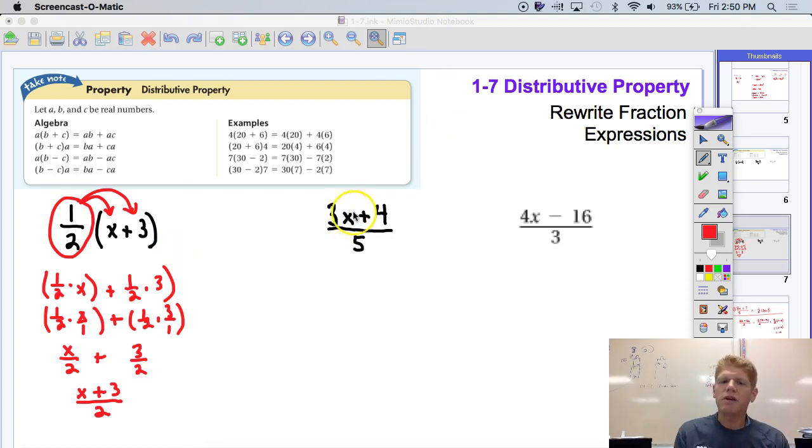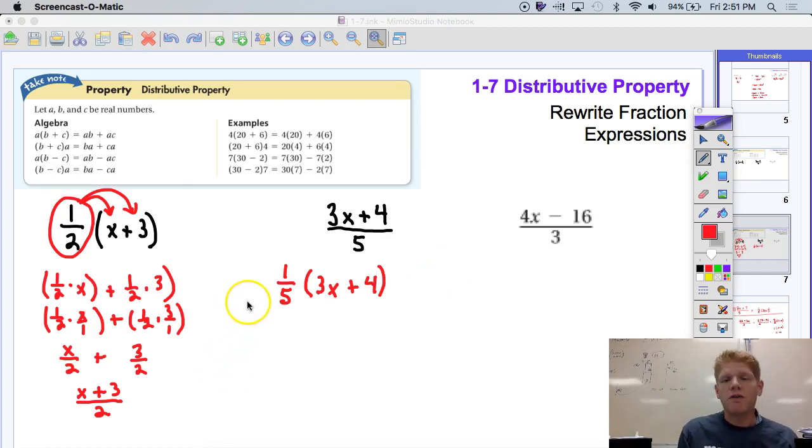The first thing we need to recognize is that 3x plus 4 is being divided by 5. Now, to divide something by 5, we really just multiply it by 1/5. So we can rewrite this whole problem as 1/5 times 3x plus 4. And that's where I cut us off in class.